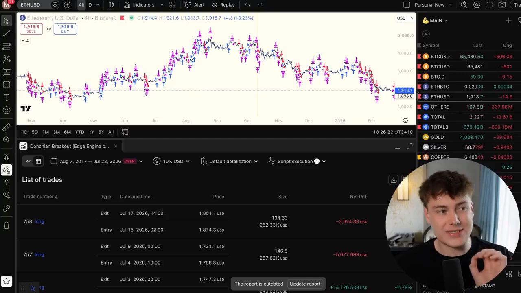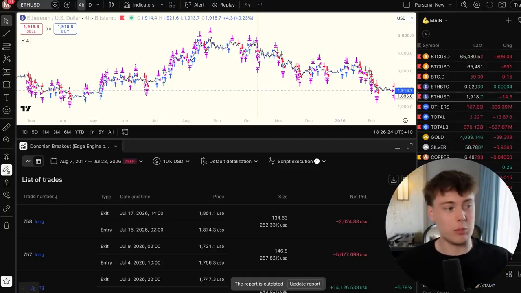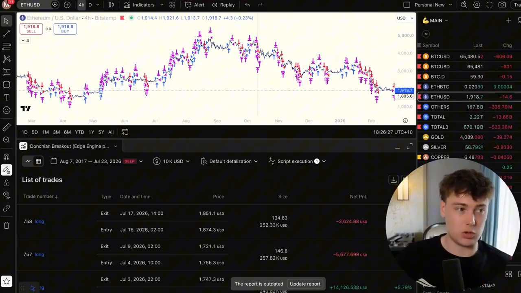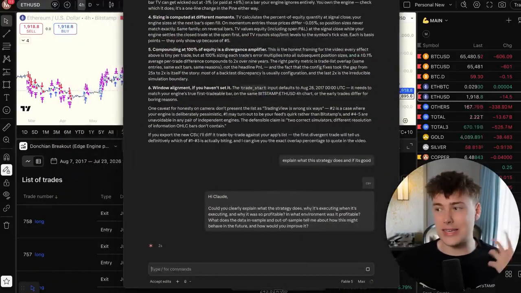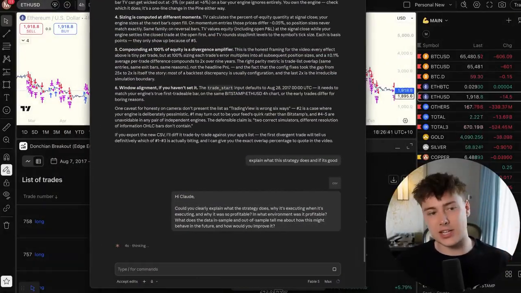why it's executing when it's executing, why it was so profitable, in what environment it was profitable, what the data in sample and out of sample tells me about how this might behave in the future, and how would you improve it? Because as I said before, the goal is understanding how these things actually work in practice.